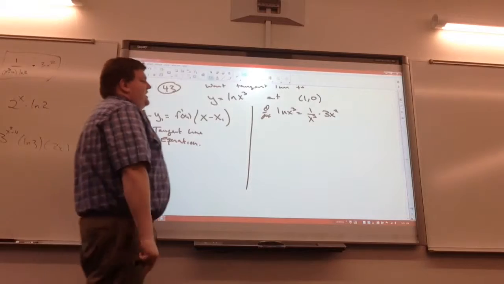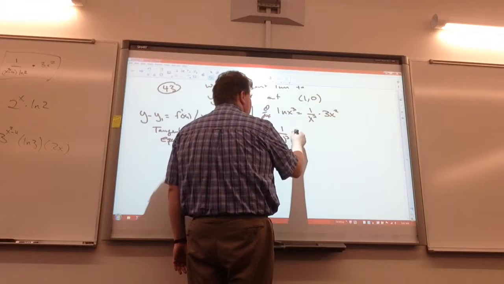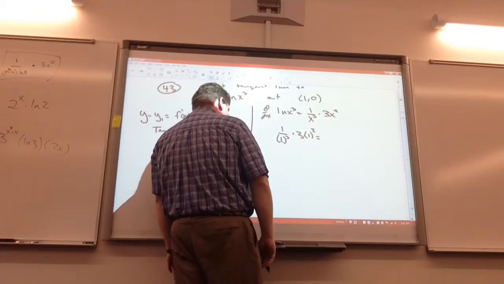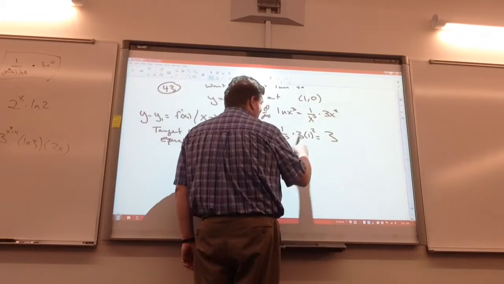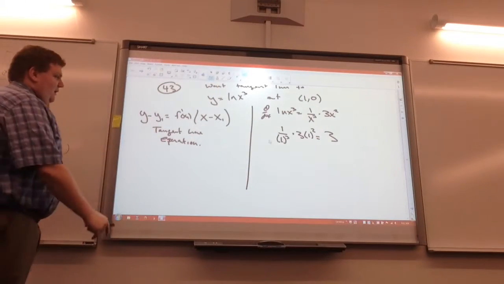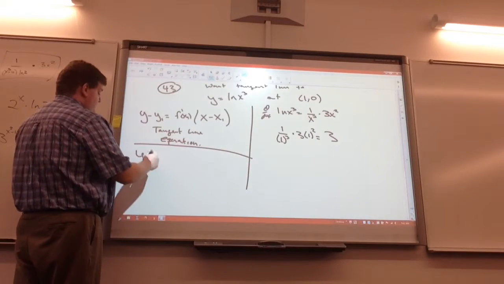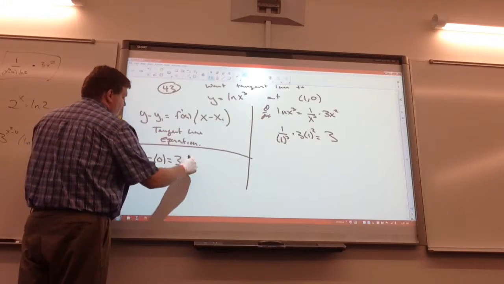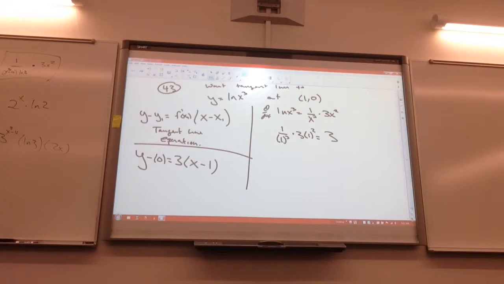So we're going to evaluate this at 1. 1 over 1 cubed times 3 times 1 squared is equal to 3. So we did all that just to get a really easy answer. Our tangent line, filling in all the pieces, is y minus 0 equals 3 times x minus 1. And I'm done. I don't have to go any further than that.